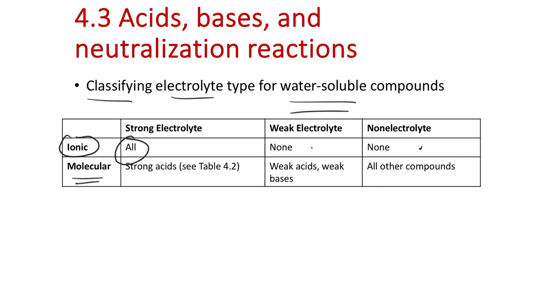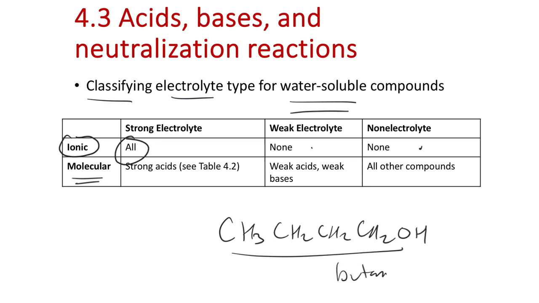We're never going to show you a formula of some kind of alcohol. If I said butanol, remember butanol would be CH3, CH2, CH2, CH2 hydroxyl group. So this is butanol. I would never ask you if this is water soluble. I don't even know if it is. But is it a strong acid or is it a weak acid? Is it a weak base?